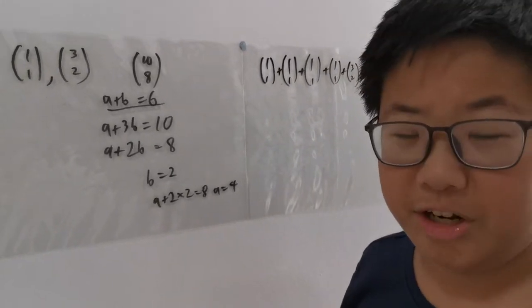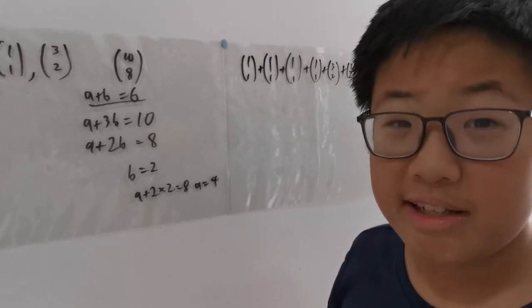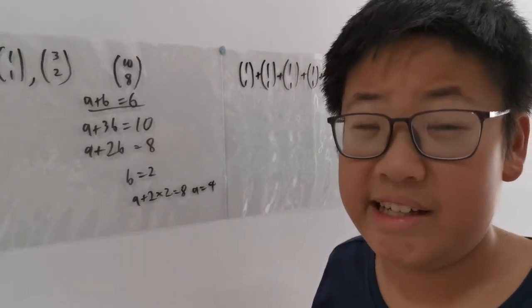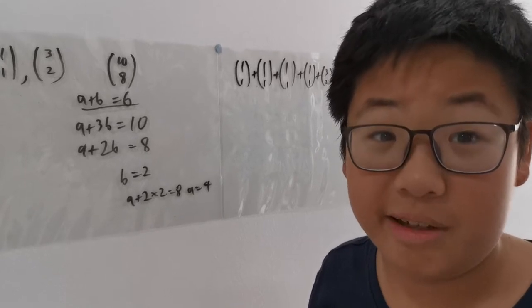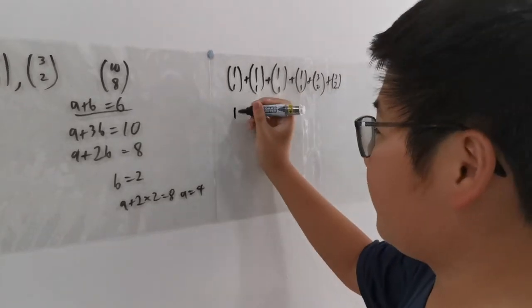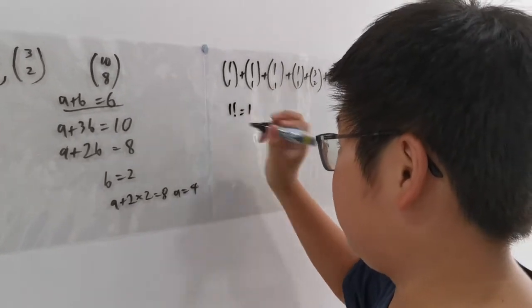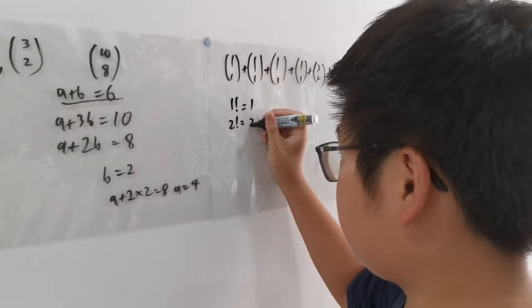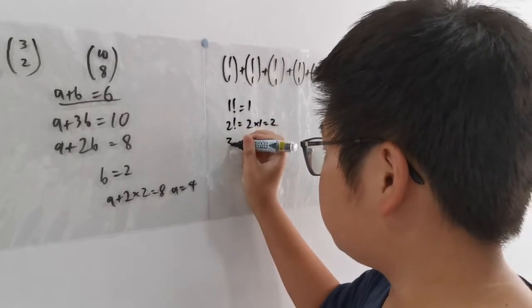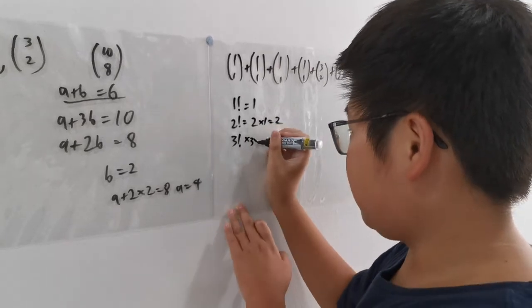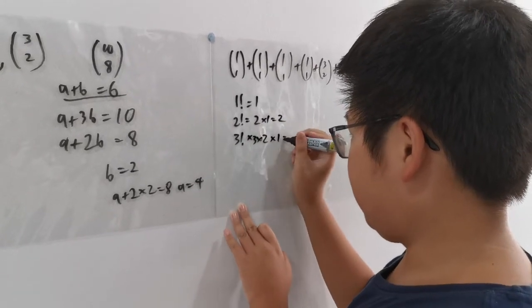The way to solve this question is to use the factorial function. Now, what is the factorial function? It can easily be understood by using a few examples. Now, let's calculate 1 factorial equals 1. 2 factorial equals 2 times 1 equals 2. 3 factorial, however, is 3 times 2 times 1 equals 6.